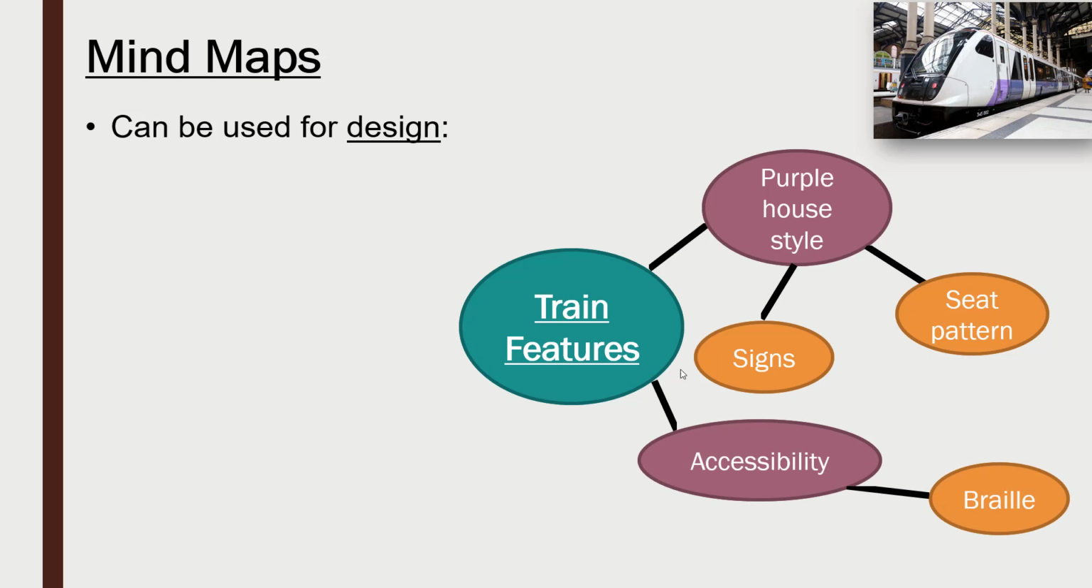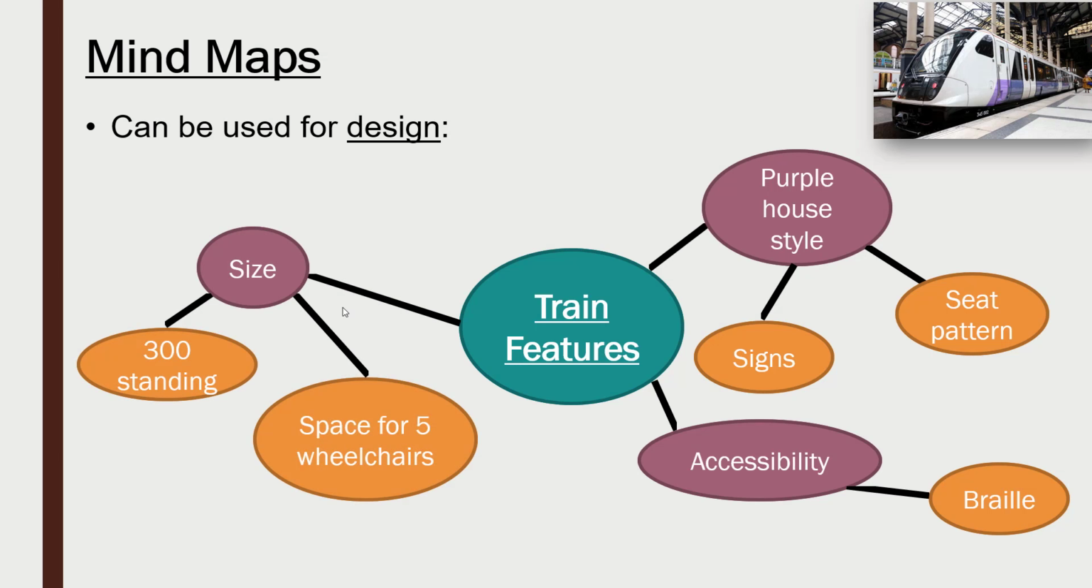Another idea could be you've got to make sure it's all accessible, so you might need to have some braille in all of your signs so blind people can read what the sign is saying. You might also think about the size of your train, so maybe you want 300 standing positions in the train, maybe also space for 5 wheelchairs, so that's branching out from size. But this point here about wheelchairs could also link to accessibility, making sure everyone is able to make use of a train. And so you start having links between your sub ideas, and it's quite useful to connect all of your ideas so you can see it on a page and understand how things can link together.